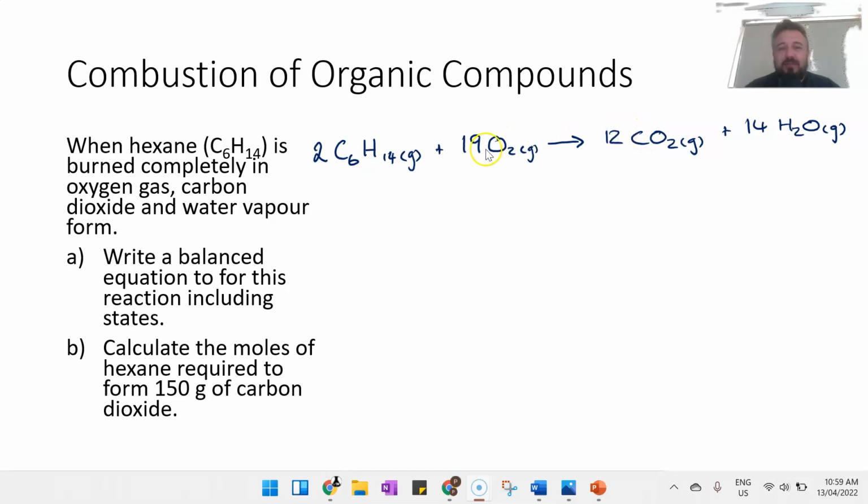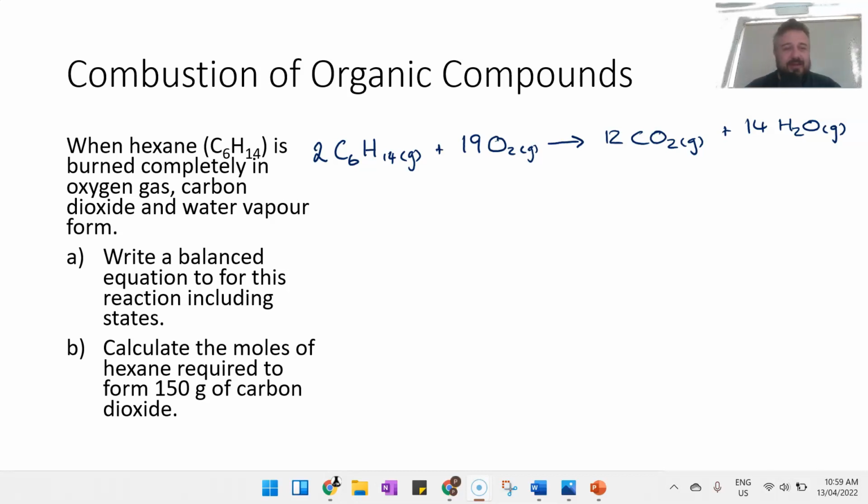We use moles because the ratios are important, right? So for example, for every 2 hexanes, we need 19. Why can't I read? For every 2 hexanes, we need 19 oxygen molecules for it to react completely. Otherwise, it just doesn't work. So the ratios are much more important. All right.